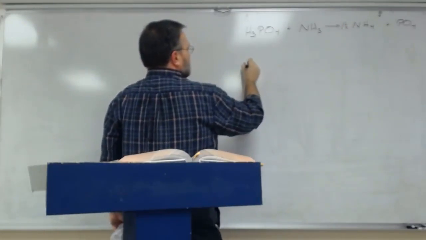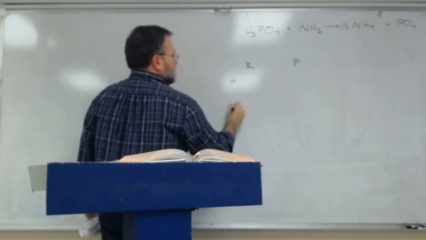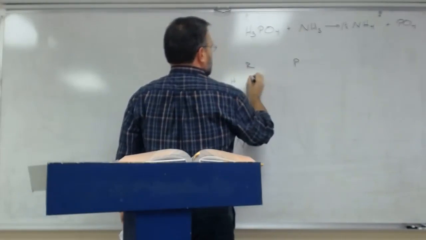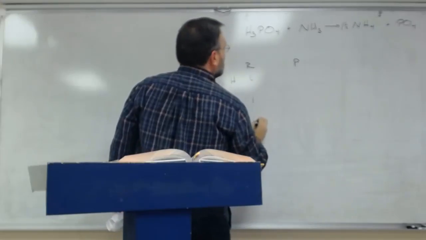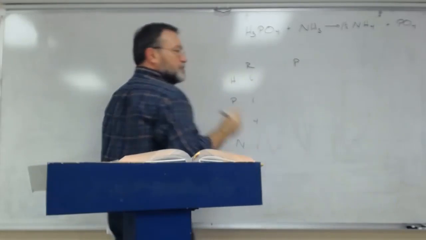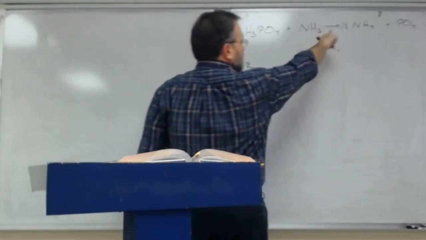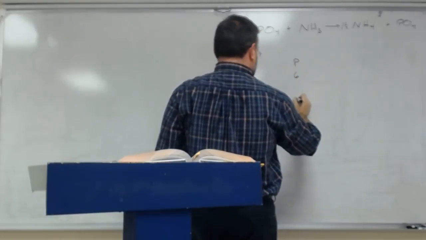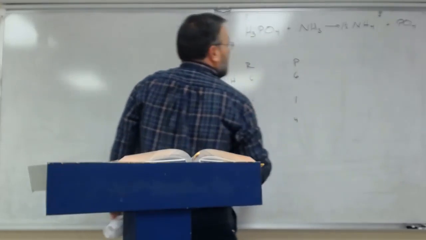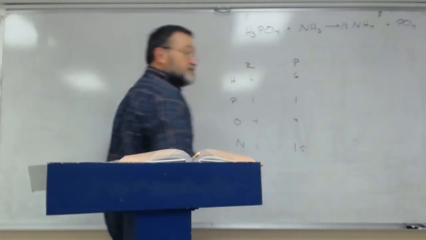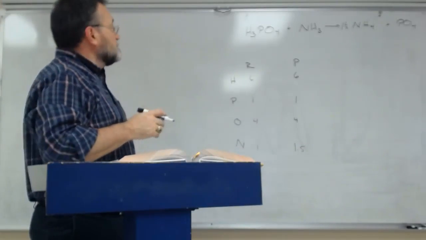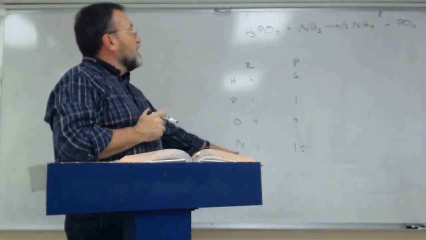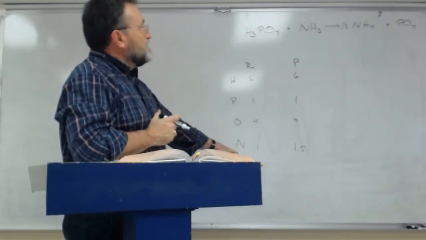Because what that'll give me here, let's go reactants, products, hydrogens, phosphorus, oxygen, nitrogen. On the reaction side, 3, 6, 1, 4, and 1. Back me up, doing this on the fly. Product side, if I do 1 1/2, right? So hydrogens would be 6, phosphorus would be 1, oxygen would be 4, and nitrogen would be 1.5. What do I need more of? Nitrogen, right? I need 1.5 on this side.